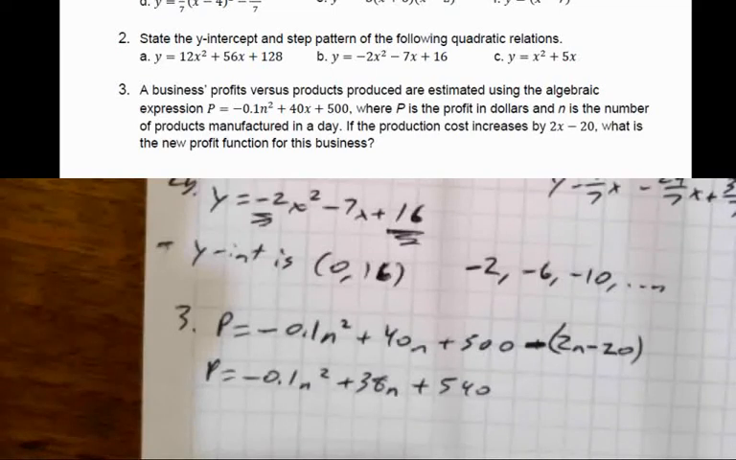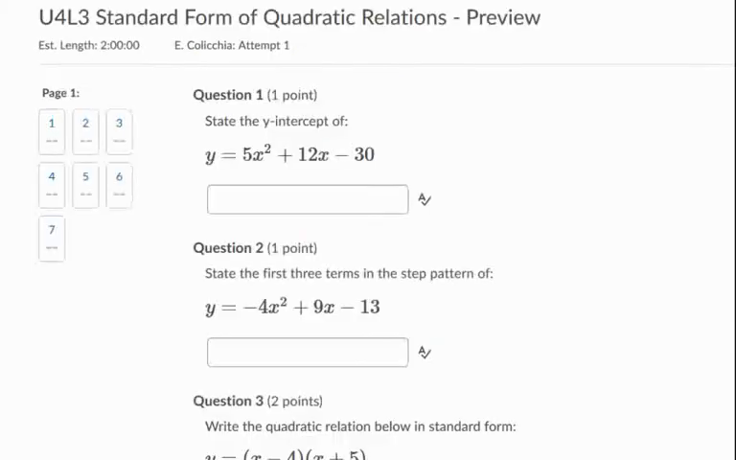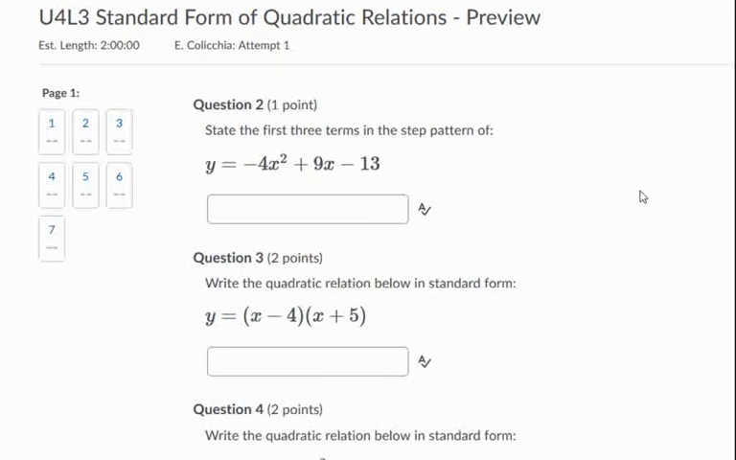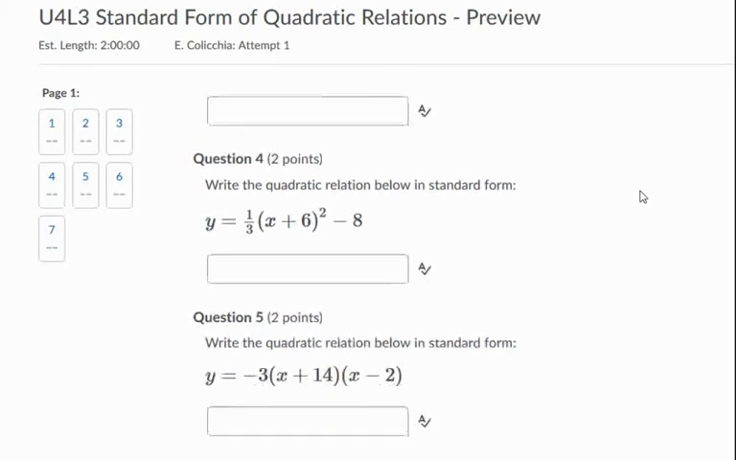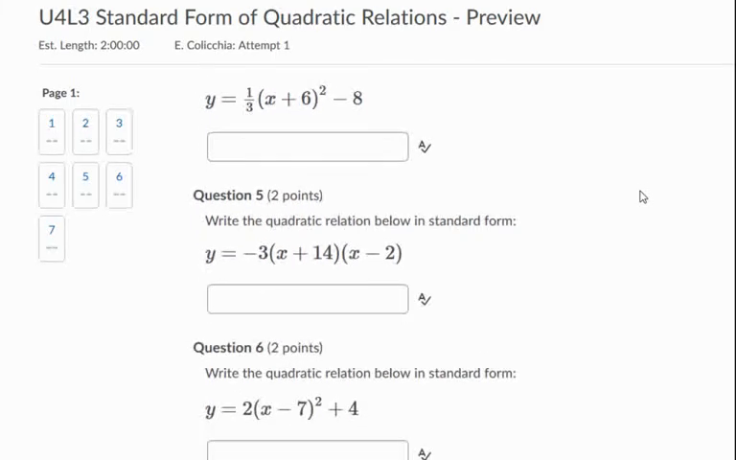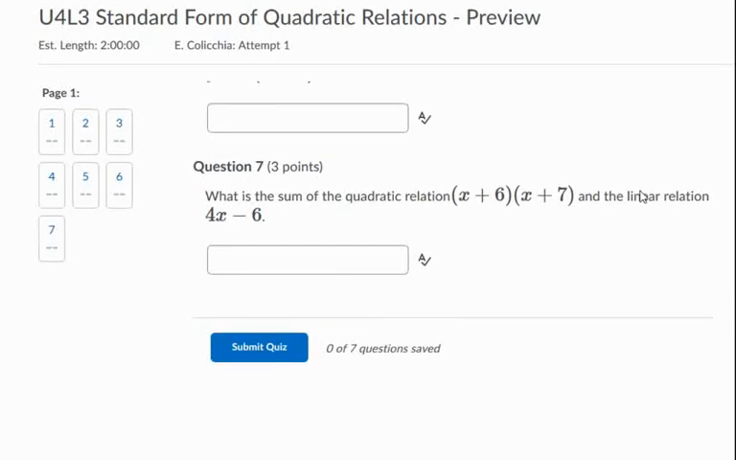Let's now look at what our quiz will look like when we do this. What you see here, you'll have questions where the first one will state the y-intercept, the second one finding the step pattern, writing a quadratic relation in standard form. You'll do that for 4 questions of different types. And the last one is similar to that last problem we did. We have one quadratic relation and another quadratic and a linear relation. We'll have to find out what the sum is of those. So those are the types of questions you'll see when you do this assignment.